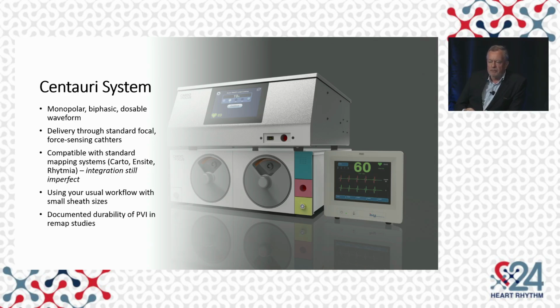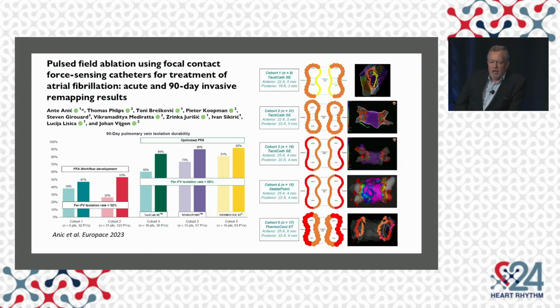It may be a matter of temperament, but personally I can live with that in exchange for efficient pulse field delivery. You use your usual workflow, small sheath sizes, and there is documented durability of PVI in a remap study, the pivotal one being the Eclipse study driven by Ante Anic and Johan Vijgen. What you see on the left is the dose finding phase of the study. And then in the right bar graphs, the PV durability with the optimized waveform with the 3 catheters tested across the bar, 89% PVI durability.